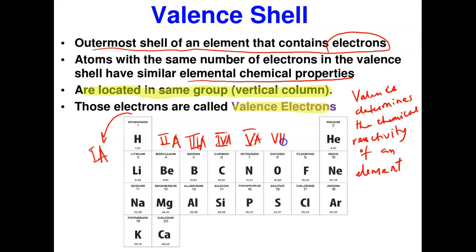This will be group 6A. This will be group 7A. And this will be group 8A. Of course, the group 8A are the noble gases. And the reason why these are grouped is that they have 2, 3, 4, 5, 6, 7, and 8 electrons in the outermost shell respectively. And that is why they are placed in these particular groupings.